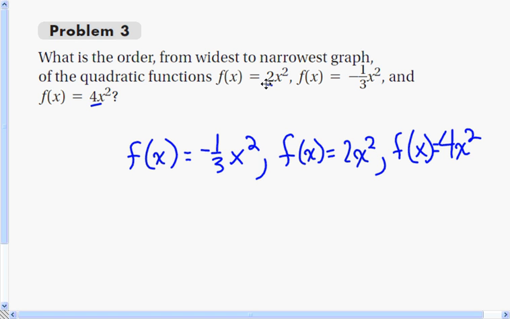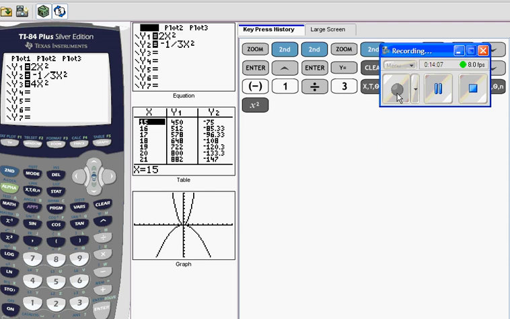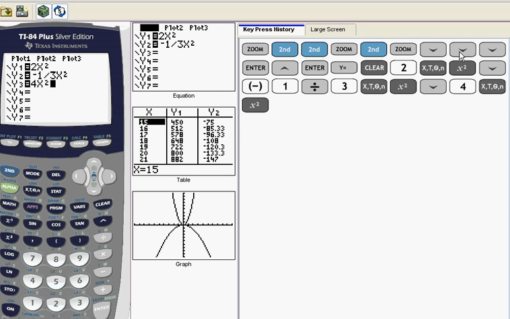Now we could just put those on our graphs and see which would be narrower, which would be wider. Or we could also create a table of values and see. I think I want to look at a graph just to make sure that I'm doing that correctly. So I'm going to use my calculator. All right, so here I put in each of those functions, and now I'm going to graph them, and then we'll graph them in order.